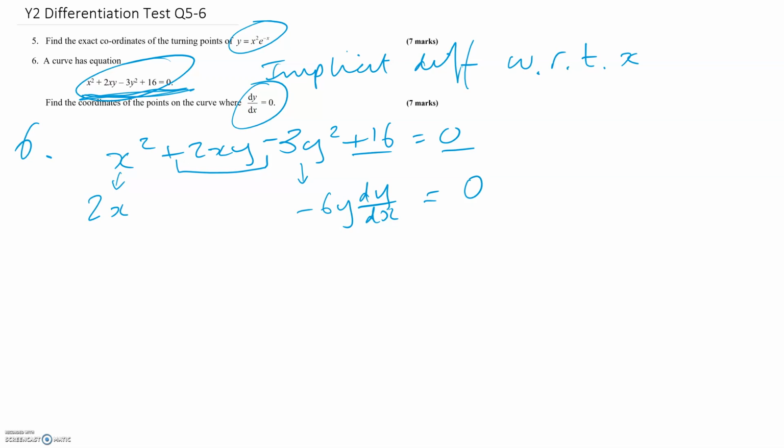So let's go back to this bit here, the 2xy, because to differentiate that, you need to use the product rule.